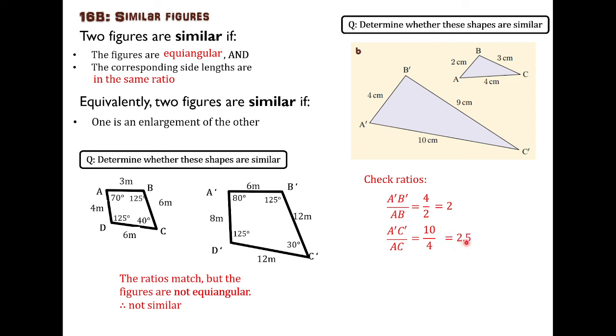Are these ratios the same? No. So because it fails this test, it can't possibly be similar. Even if I don't know whether they're equiangular, I know they can't be similar, because to be similar, both these things need to be true. The side lengths are not in the same ratio, therefore not similar. Boom! Mic drop. Done.